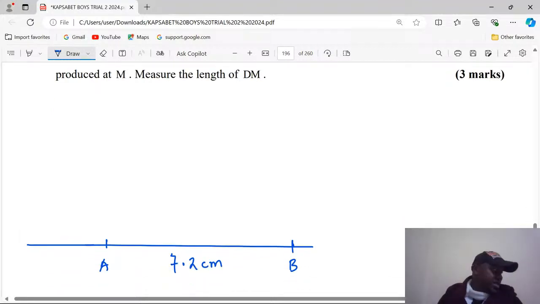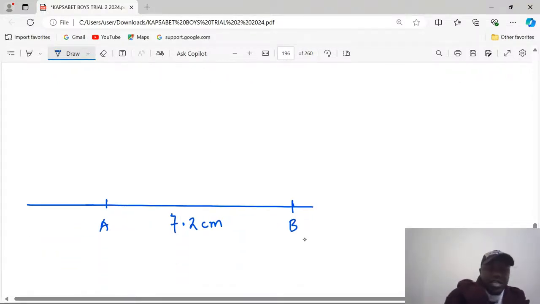Then after getting 90 degrees, on the other side, we construct 60 to remain with 30, whereby when 30 is bisected, now we will get 15. So I need to raise a perpendicular at this point, just a perpendicular at point A.